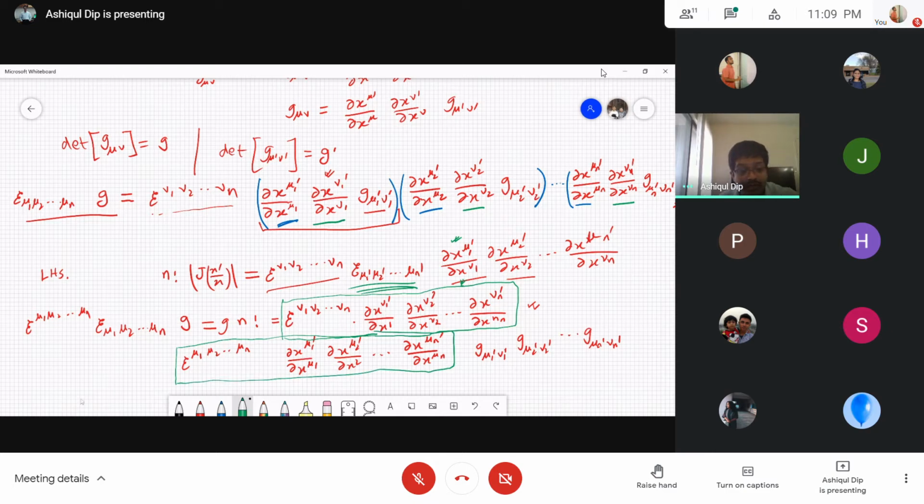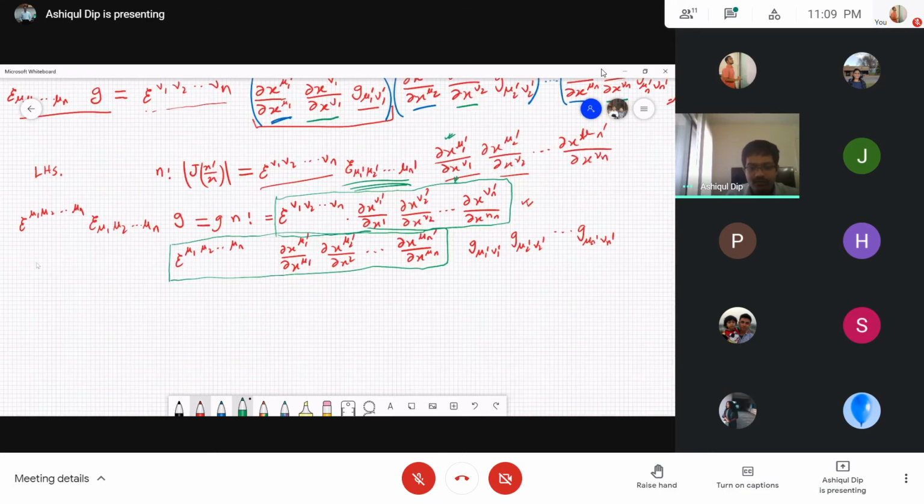So let's calculate then. E with upper indices and this thing, what can I write in terms of J, where J is the Jacobian determinant? To get J, we have to multiply it by... No. The original definition of determinant. Remember that. What was that?